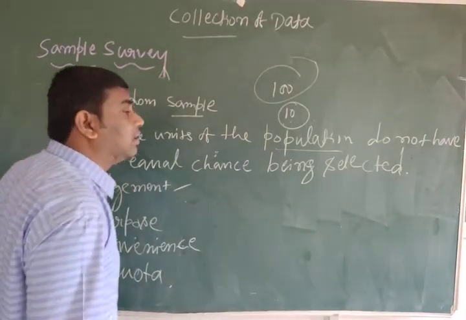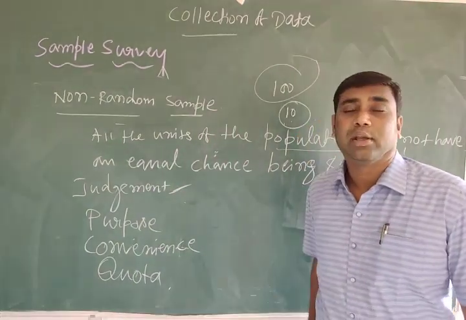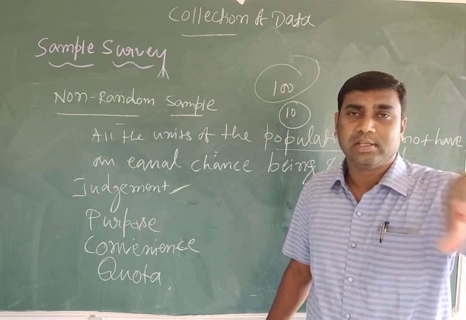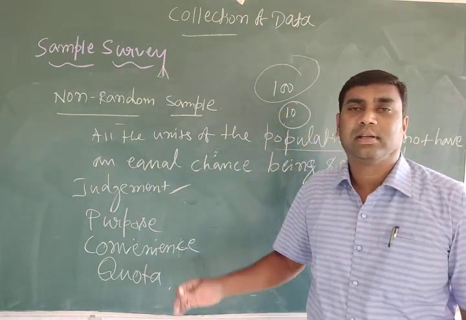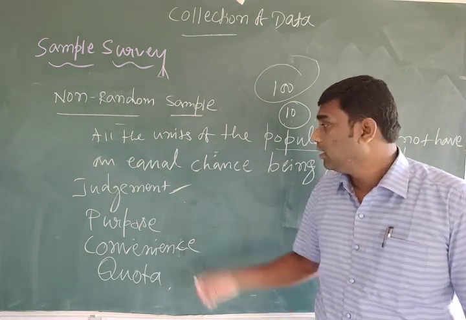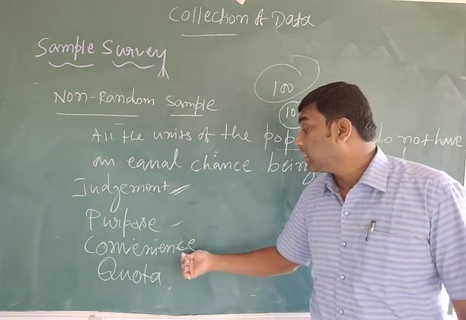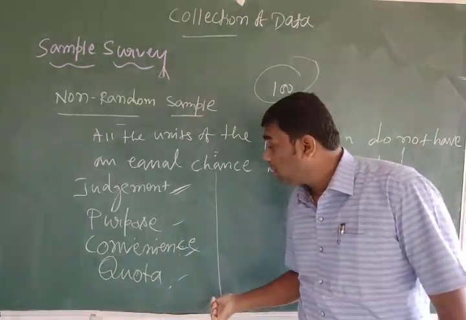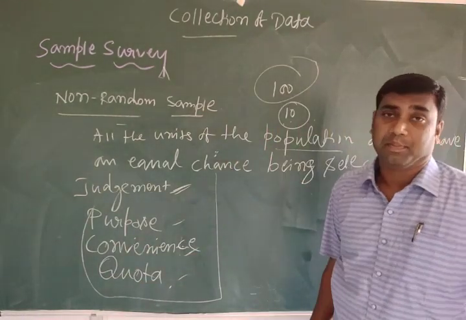So like this, people will be selected by way of judgment, like who is right, who is the suitable person, who will definitely be adjustable for this survey or this sample. Judgment, purpose, convenience, quota: these are all non-random samples.